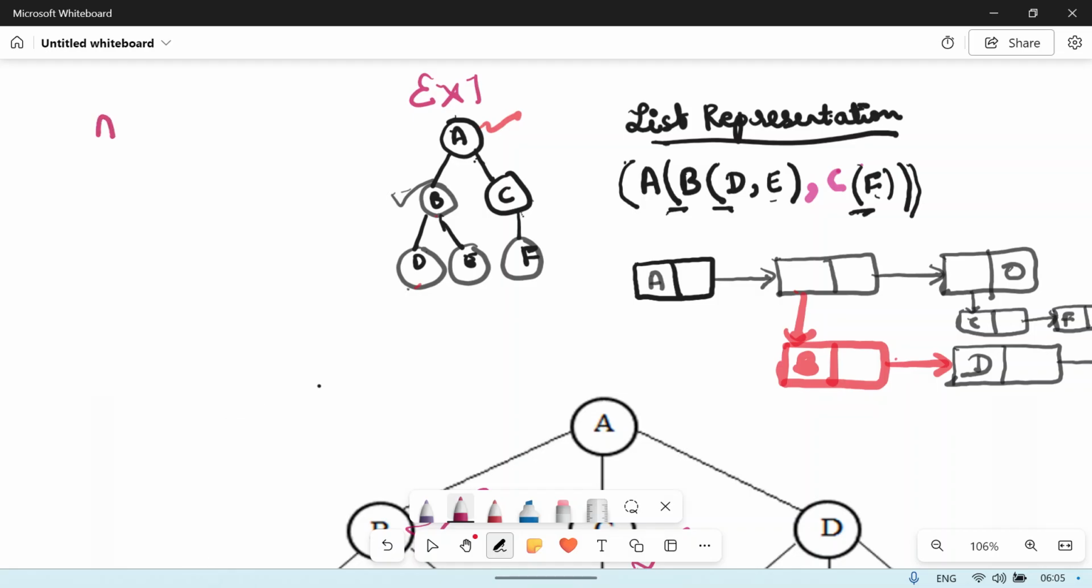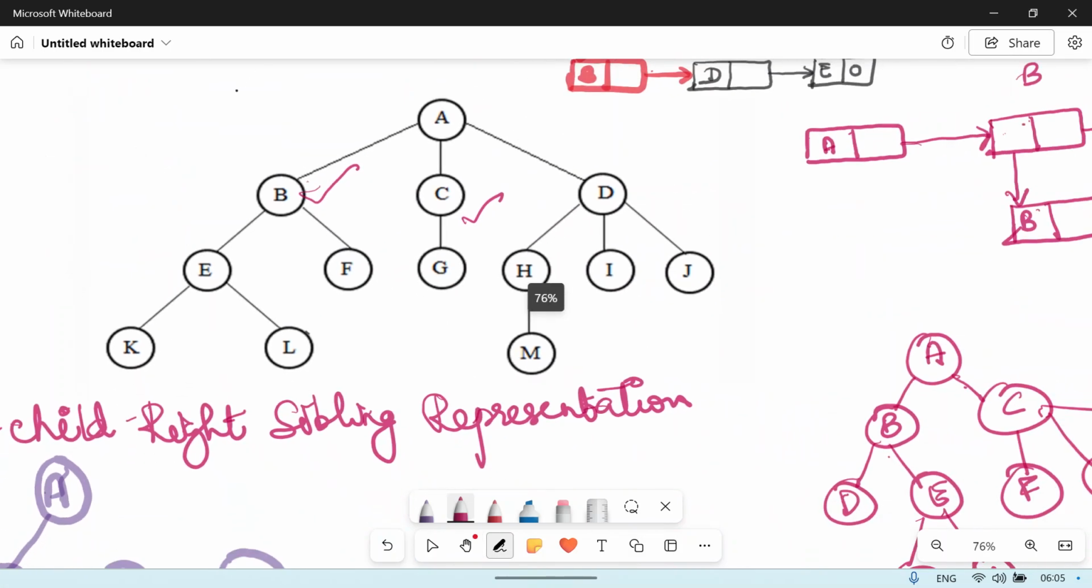So I'll take A. Then I'll write its left child. Its left child is B. Then its sibling would come here, C. Okay. Then its left child is D. Then its sibling E. Then F. Okay. So this is how it is done.